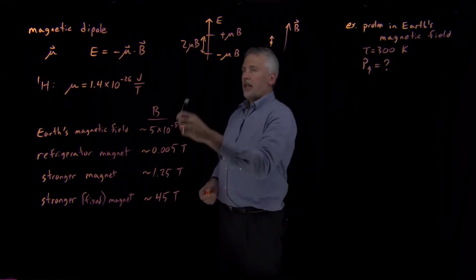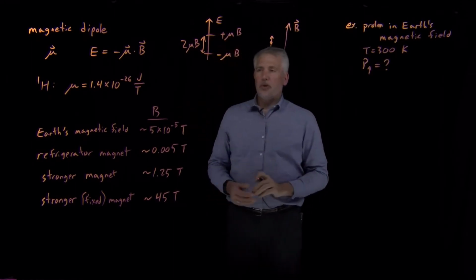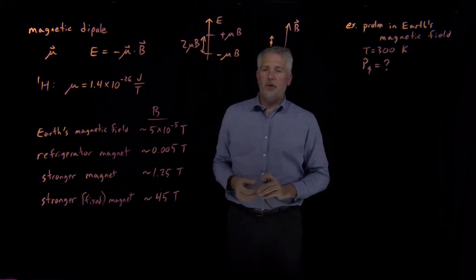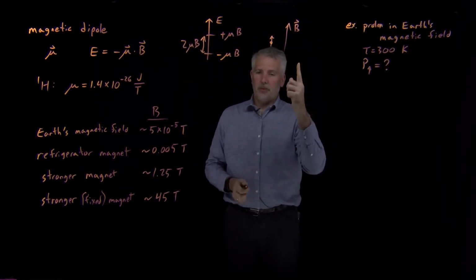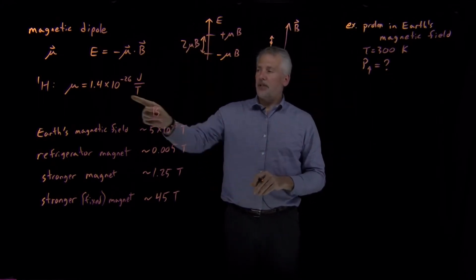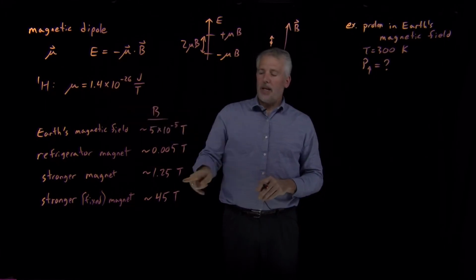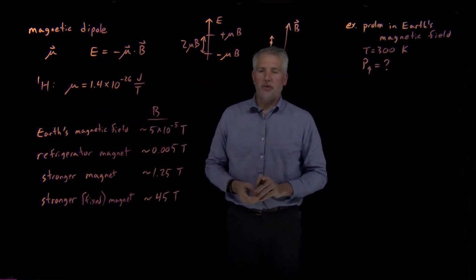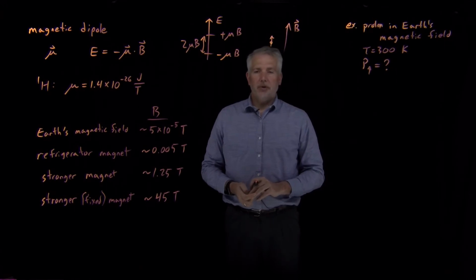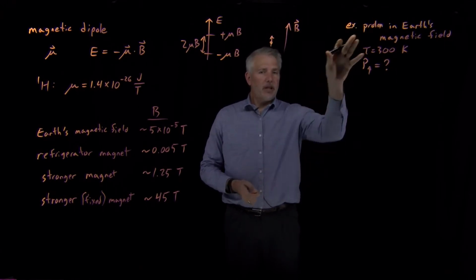And the splitting in energy between the lower and the upper states for a proton, depending on whether it's pointing spin up or spin down, is given by this magnetic dipole multiplied by the magnetic field strength with this factor of 2. So as an example of how that works out, let's work this example.